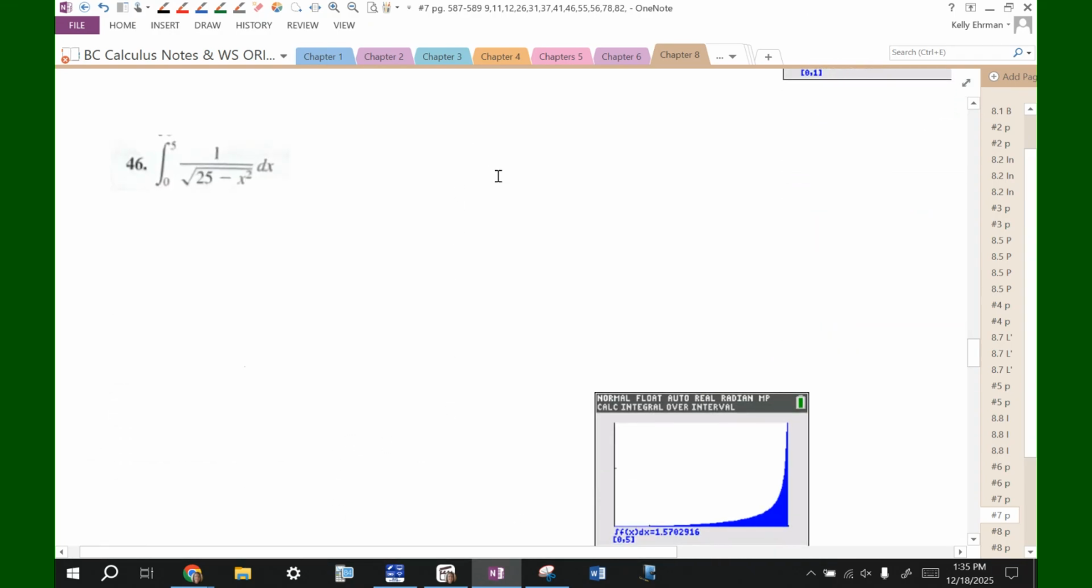All right, let's look at 46. This looks like arc sine to me. And what's the issue? Well, the issue is right here at 5. I don't think there's any u sub happening on the arc sine. We just need to take care of that limit notation. So let's let this be the limit as b approaches 5 from the left of the integral from 0 to b of 1 over the square root of 25 minus x squared dx.